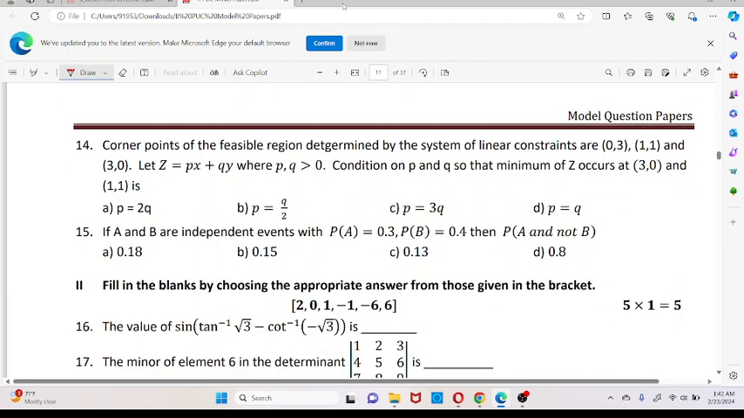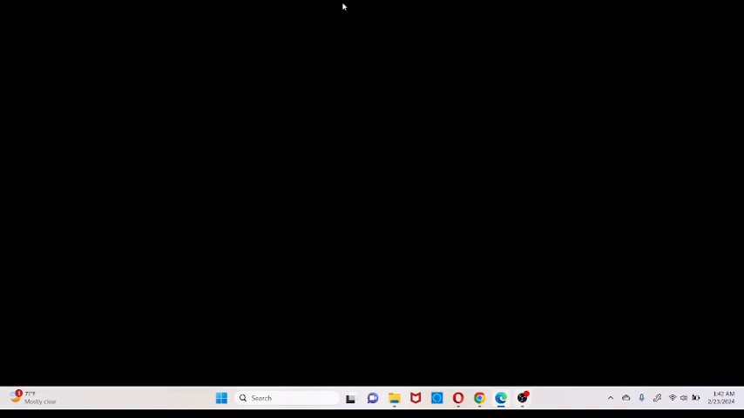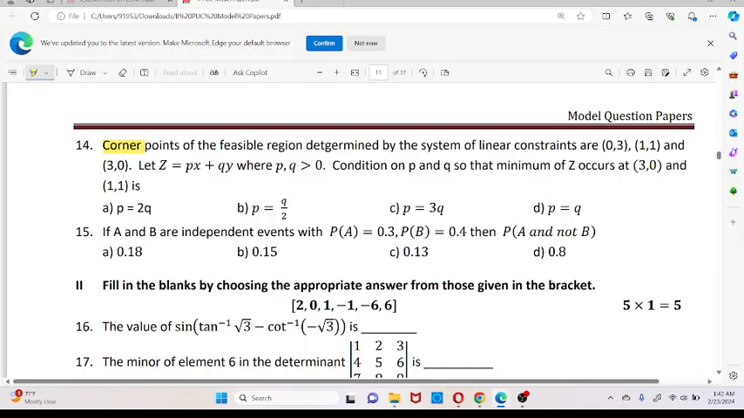And the 14th question is from the chapter LPP. The corner points of the feasible region determined by the system of constraints are (0, 3), (1, 1), (3, 0), and z is the given objective function. They are asking the condition on p and q if the minimum of z occurs at (3, 0) and (1, 1). In a previous year question paper, I have already solved this kind of question, but there we had the maximum, and here it is the minimum. That minimum of z occurs at 2 points, (3, 0) and (1, 1).